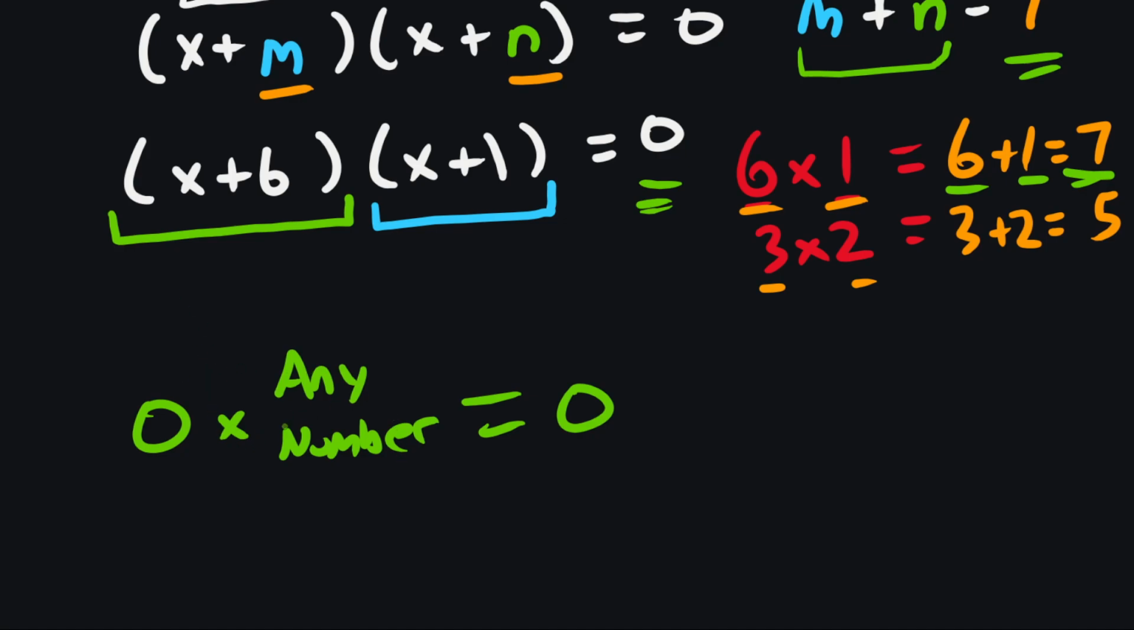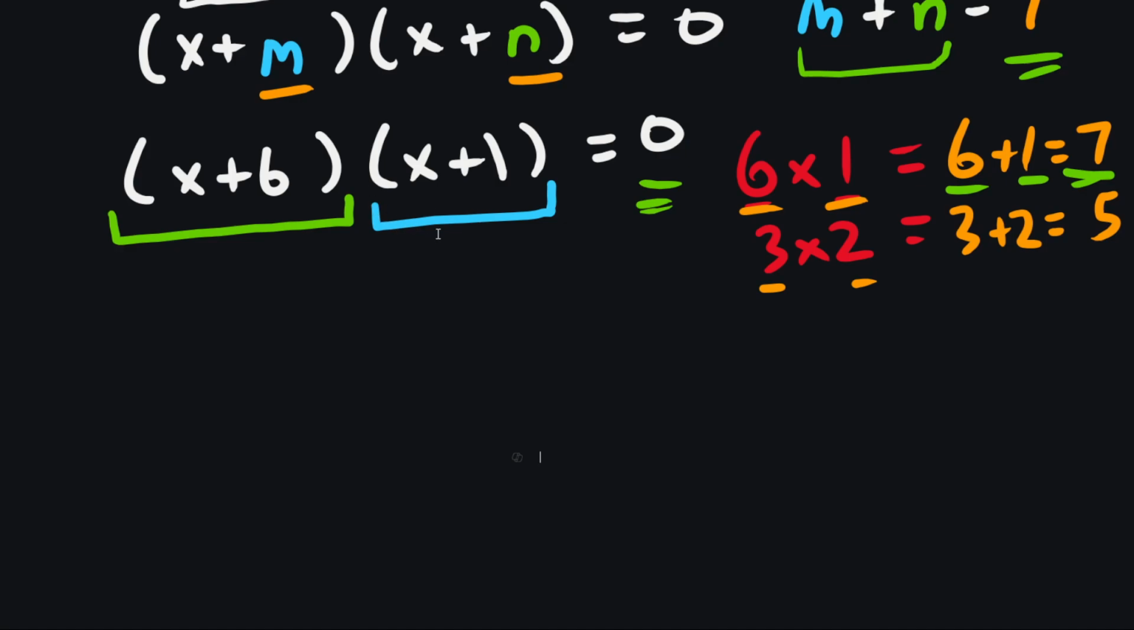So we're multiplying those two parentheses, x plus 6 and x plus 1, and it's giving us 0. That means one of these has to be 0. So if x plus 6 was 0, that times x plus 1 would give us 0. And if x plus 1 was 0, that times x plus 6 would also give us 0, since 0 times anything is 0.